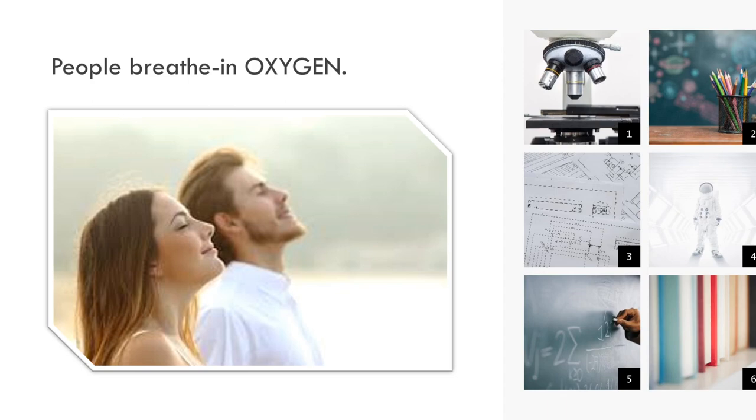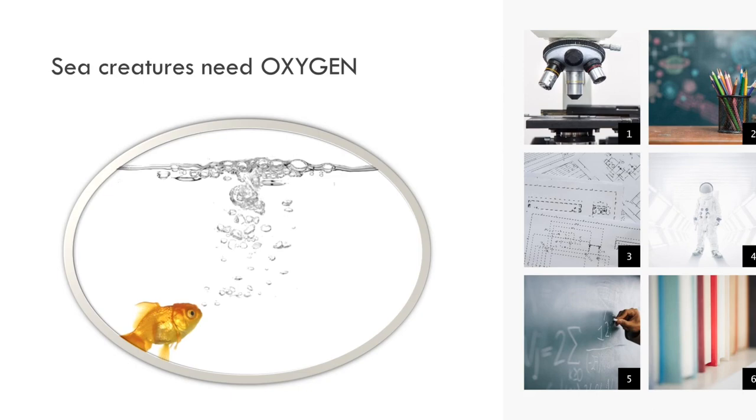So people breathe in oxygen. Another reason why air is important is because sea creatures need oxygen. Remember, I told you that all animals, could be people or sea creatures, they all need oxygen. Everybody needs oxygen. This fish, as you can see in the picture, it breathes in oxygen.